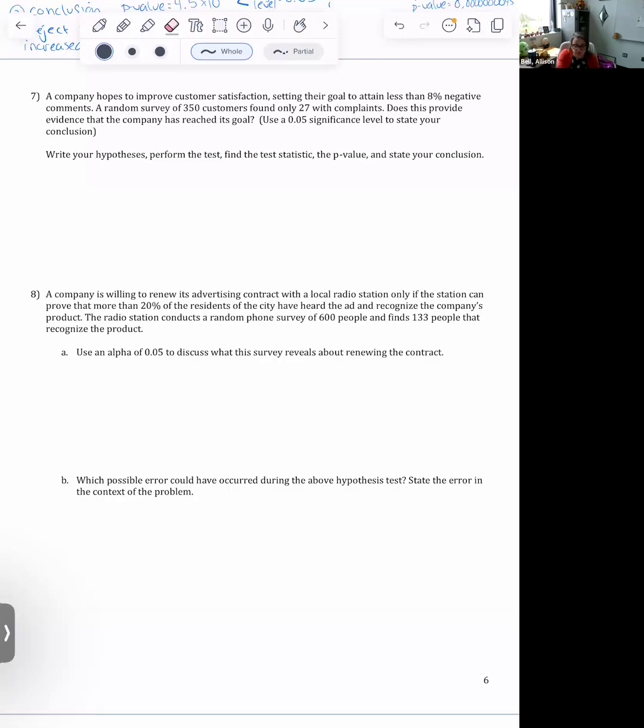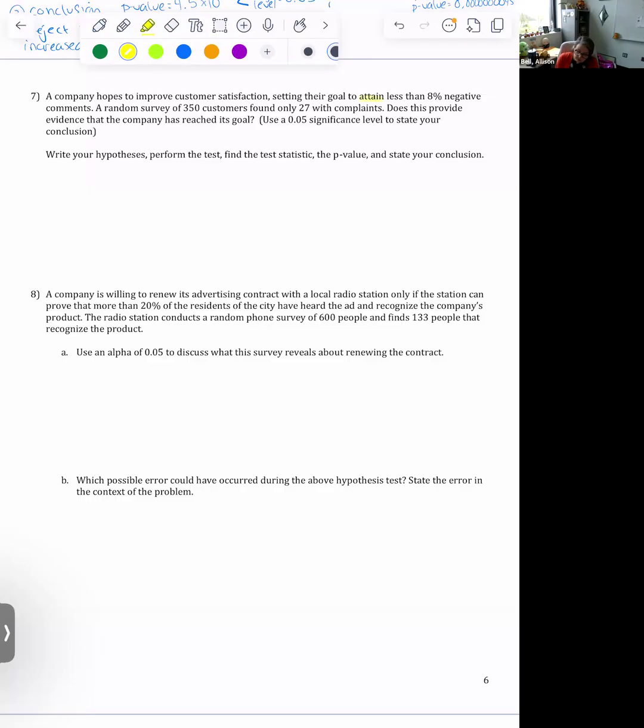Okay, here's our last one for today. We are going to be making a one prop z-test out of this example on page 6, the very first example on page 6, number 7 at the top of page 6. Let's read it together. A company hopes to improve customer satisfaction.